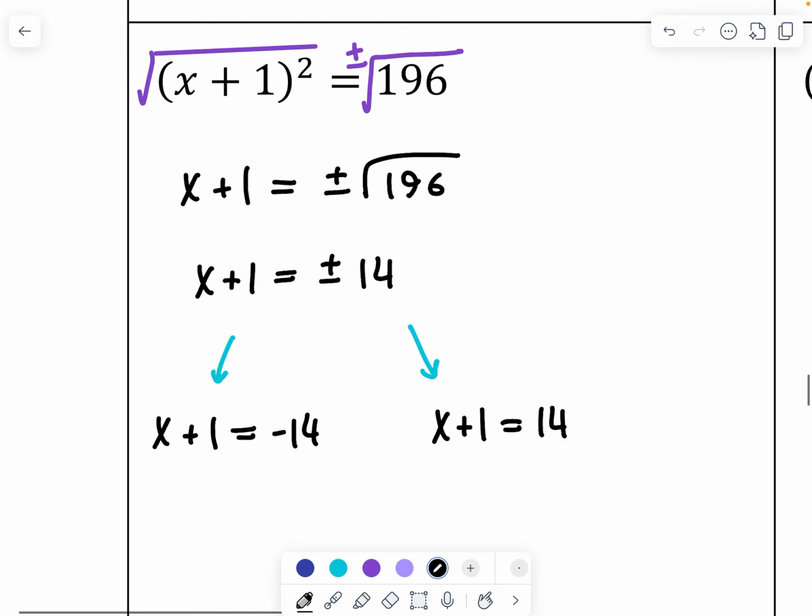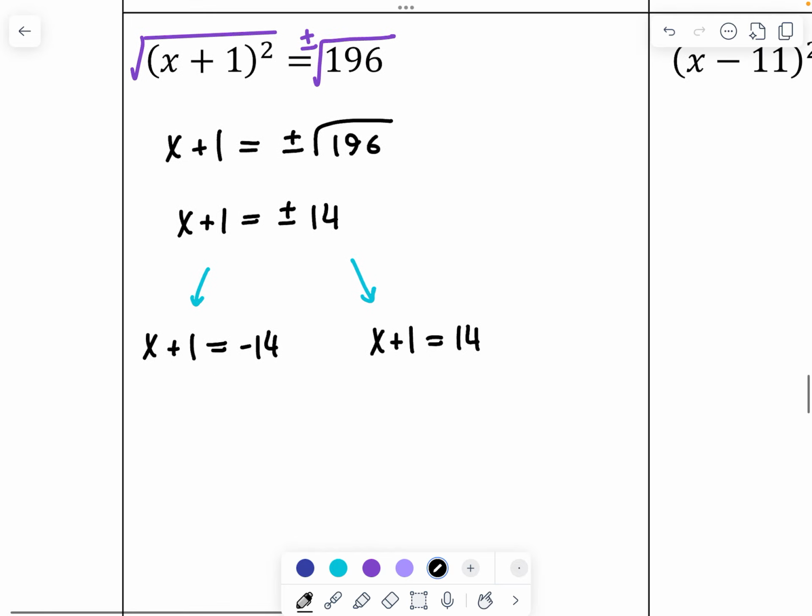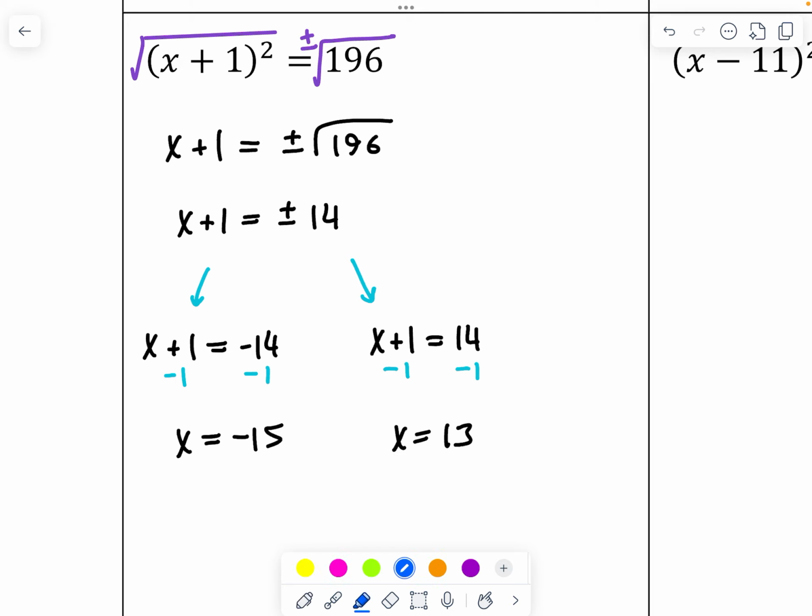We need to check for both. So from here, I will subtract 1 from both sides on both equations, and we have x equals negative 15 and x equals positive 13. So these are your 2 solutions for this equation.